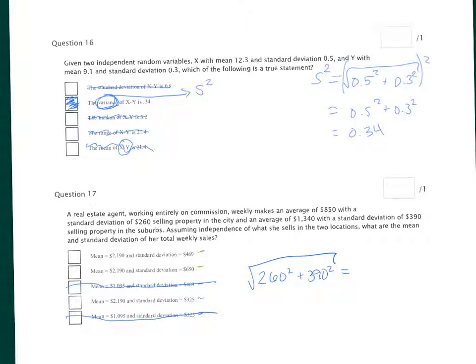Square root, and then I'm going to do 260 squared plus 390 squared. And that gives me 468.72. So I know that it's not this one and it's not 650. So if I round up to the nearest dollar, that's going to be this top answer, $469.